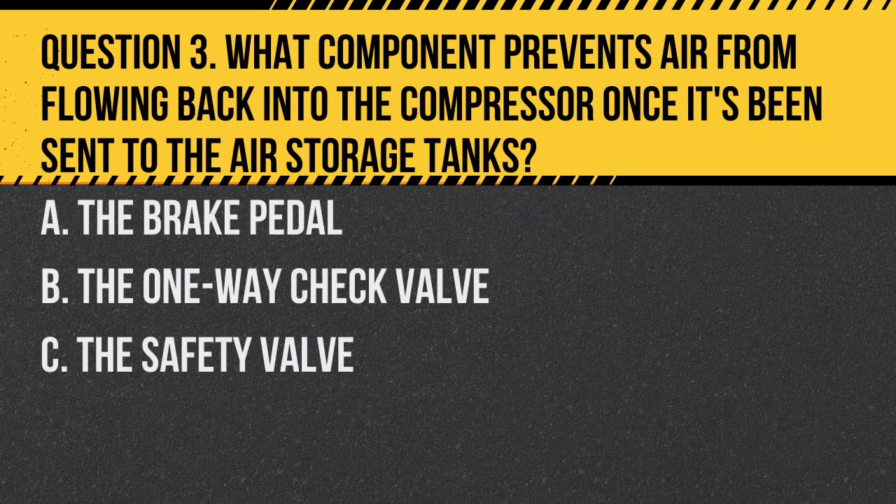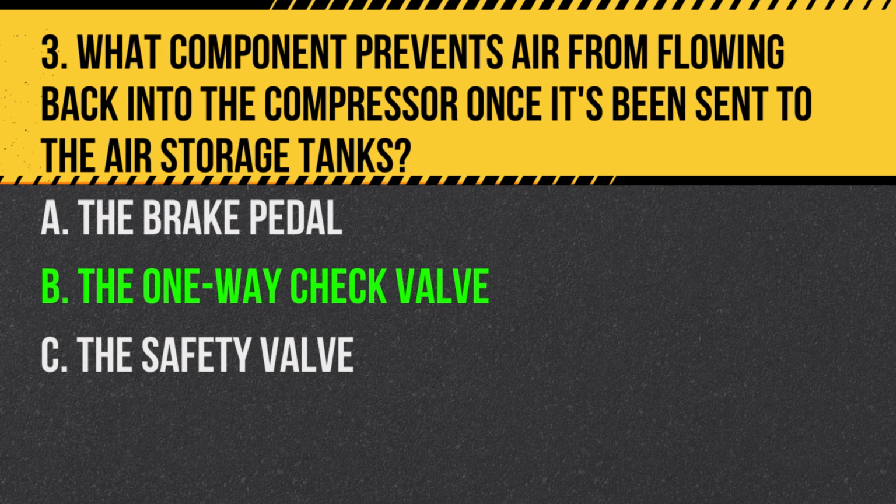applied. Question 3. What component prevents air from flowing back into the compressor once it's been sent to the air storage tanks? A. The brake pedal. B. The one-way check valve. C. The safety valve. Answer. B. The one-way check valve. This valve allows air to flow in one direction only, ensuring that compressed air doesn't flow back into the compressor.